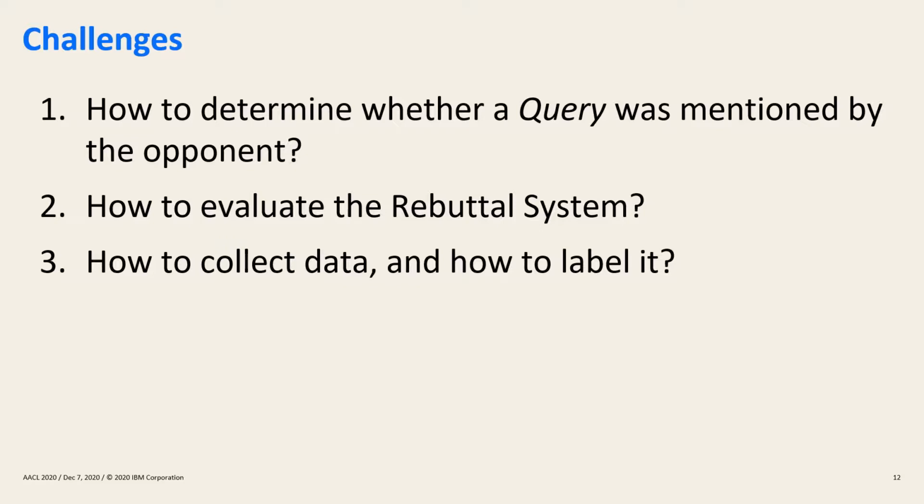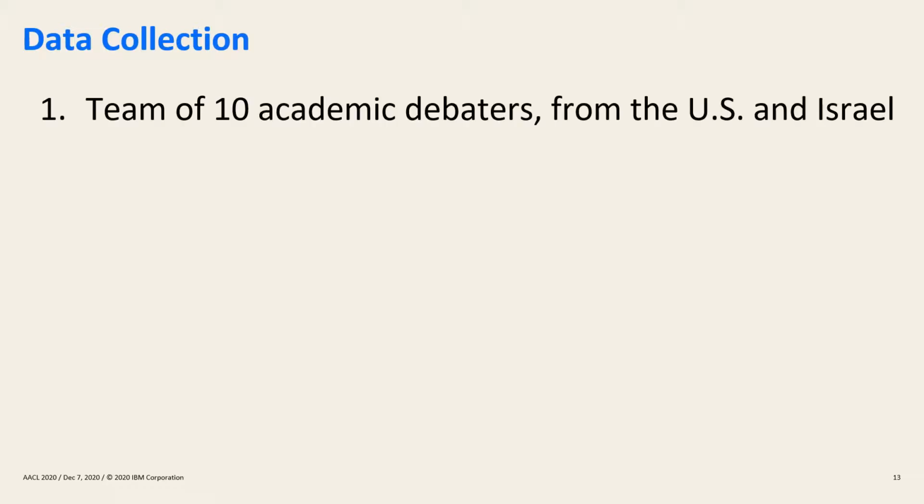So what are the challenges presented by the method I've just described? First, how do we determine whether a query was mentioned by the opponent? Suppose we can think of an algorithm that does that. How do we evaluate it? How do we evaluate the rebuttal system? And if we want to evaluate the rebuttal system, we probably need some labeled data. So how do we collect this data and how do we label it? So let's start with the end. Let's start with data collection.